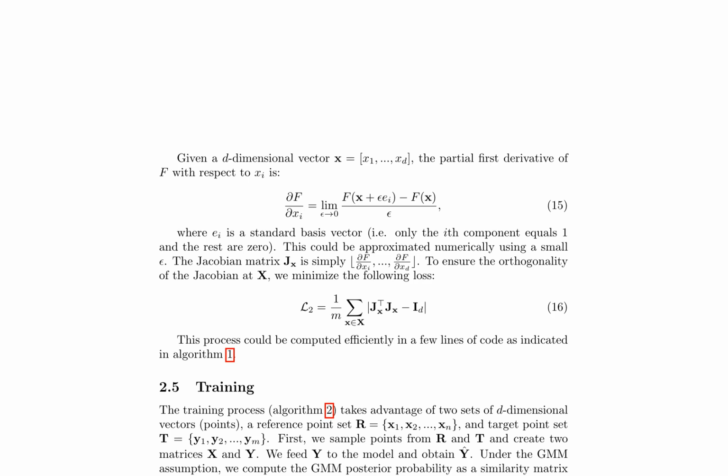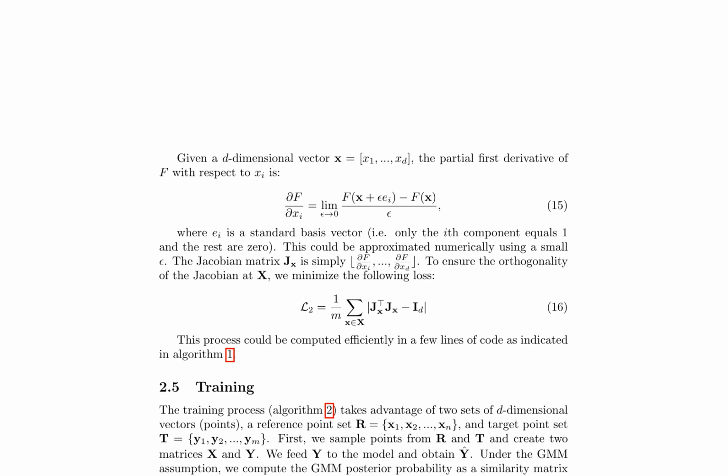Given a d-dimensional vector x, the partial first derivative of f with respect to x_i is defined as ∂f/∂x_i = lim_{ε→0} (f(x + εa) − f(x))/ε, where a is a standard basis vector. The Jacobian matrix J_x is composed of these partial derivatives. To ensure orthogonality of the Jacobian at x, the loss L2 is minimized, defined as L2 = 1/m Σ over x in X of the Jacobian orthogonality penalty, where m is the number of points in X.